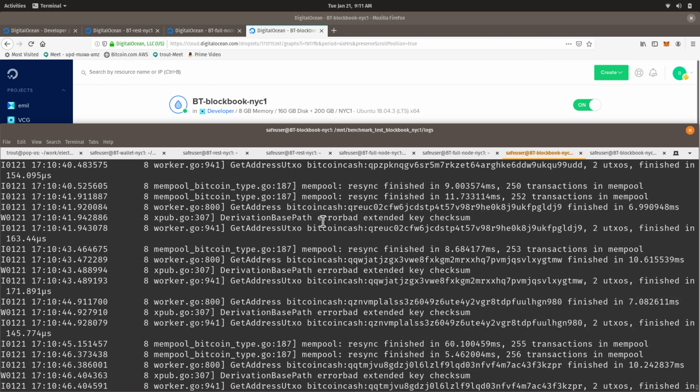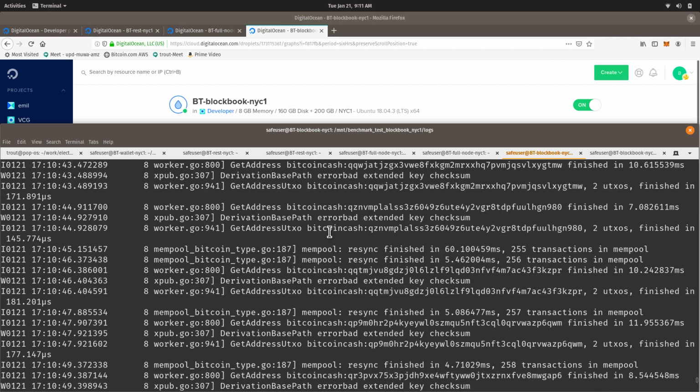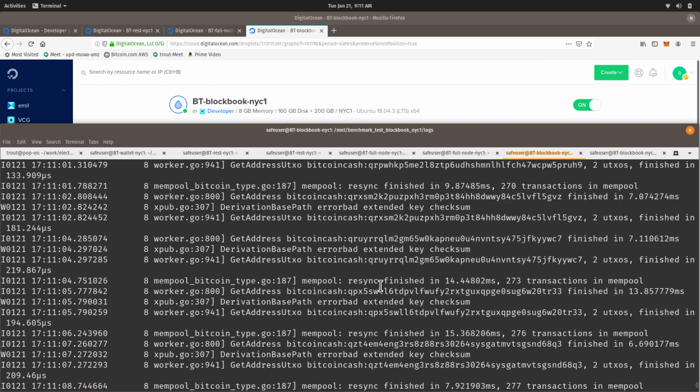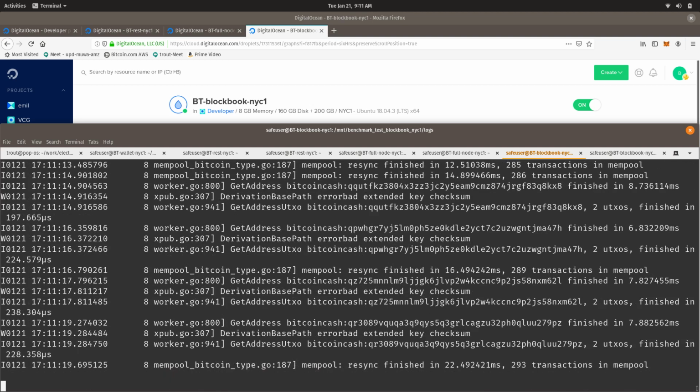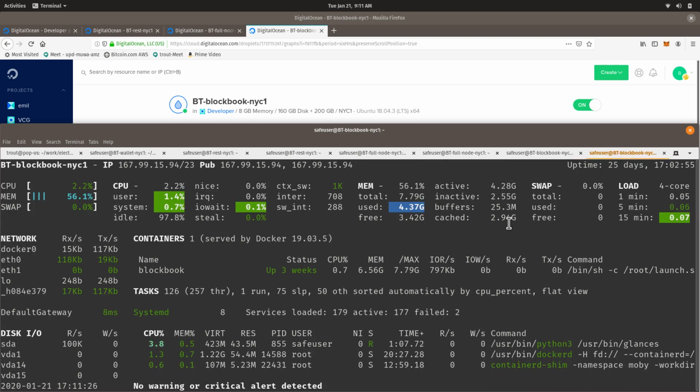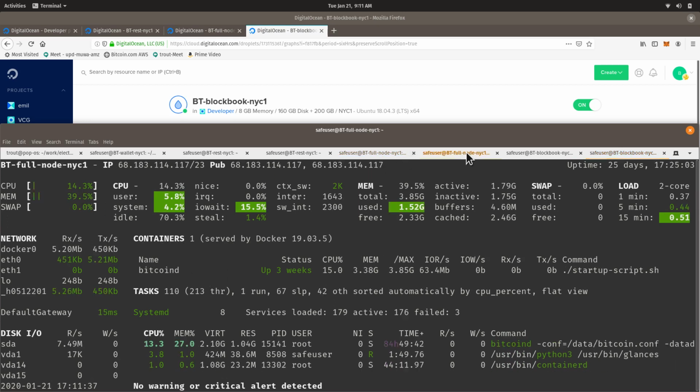But yeah, you can see it's getting the address, getting the UTXO, which are the 2 calls over and over and over again that it's making. But this is live. You can see the numbers changing. We're a couple minutes into this now, and Blockbook is not being stressed. This is the full node.